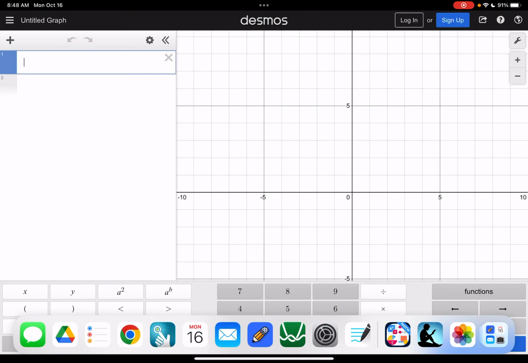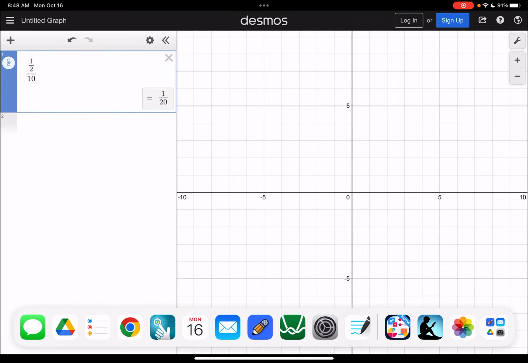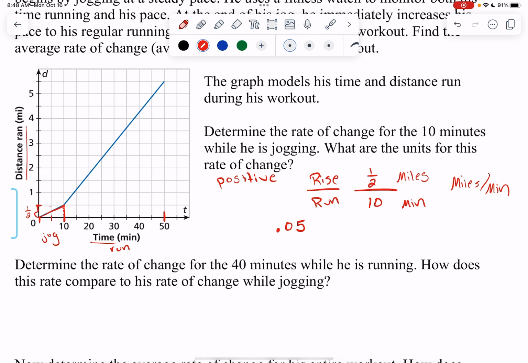Actually, let's just use Desmos. 1/2, and then we want to take that divided by 10 is 0.05, which is 1 over 20th, 0.05 miles per minute, or I like 1 over 20. So basically he goes 1 mile every 20 minutes. He can do a mile in 20 minutes is what that's telling us at that jogging speed.